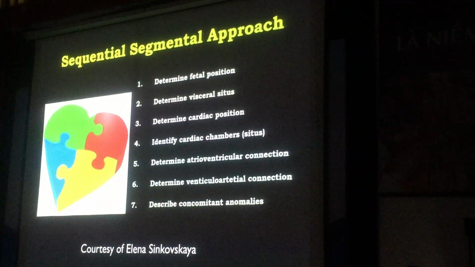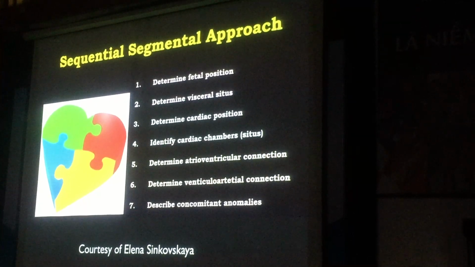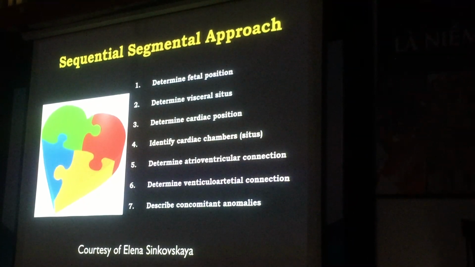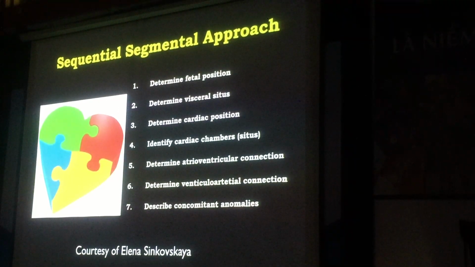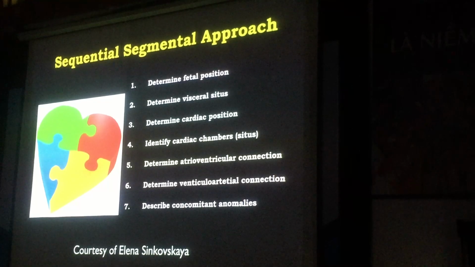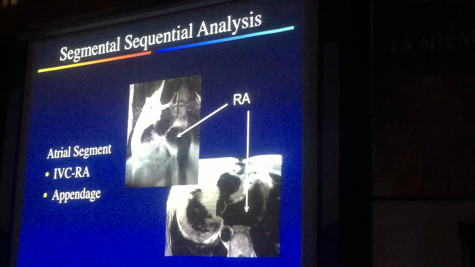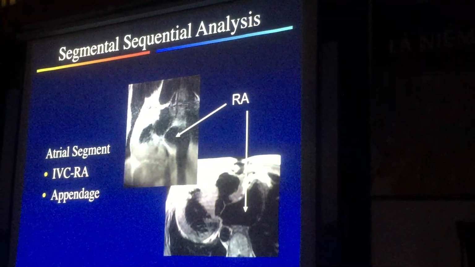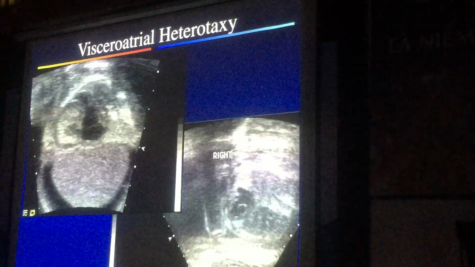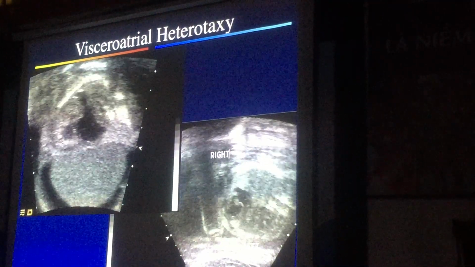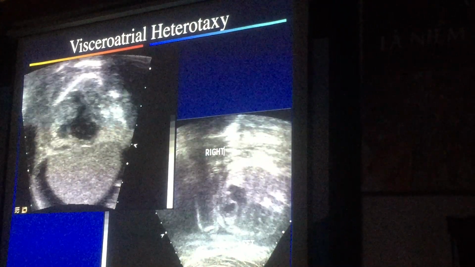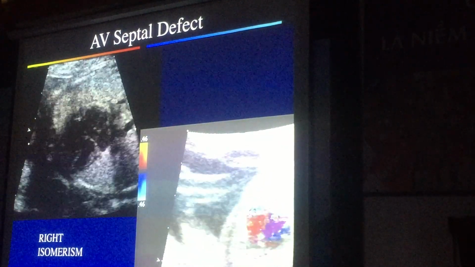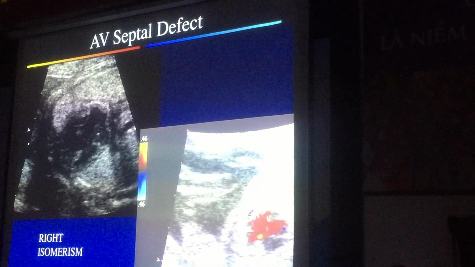So what we do with the segmental analysis is determine fetal position, determine the visceral situs, the cardiac position, look at the chambers, look at the AV connection, look at the ventricular connection, and describe the concomitant anomalies. So here is the segmental analysis showing the right atrium. You see the right atrium is on the wrong side of the spine. Here the heart is on the wrong side of the spine. Look at that. We know where right and left is, and the heart is either in the middle or the wrong way.